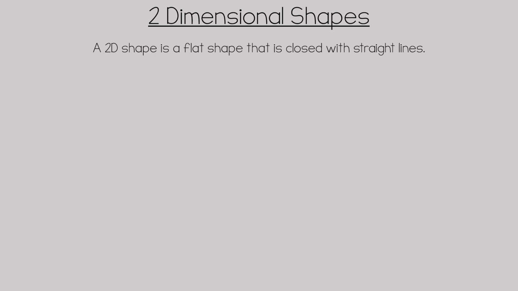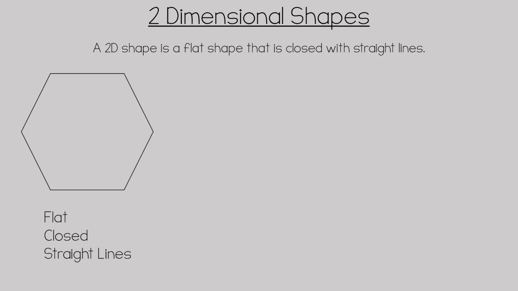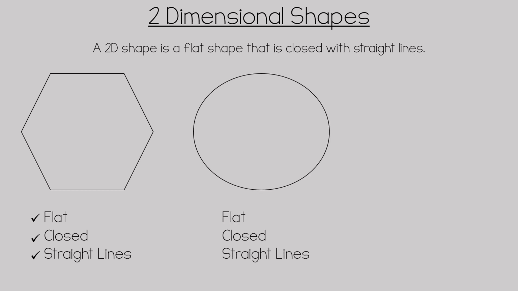Let's look at some different shapes to see if they would be considered two-dimensional shapes. If we look at this hexagon, we can see that it is flat. It's closed, meaning there's no spaces or gaps in between the lines, and the lines are also straight, so a hexagon would be considered a two-dimensional shape. This circle is flat. All of it, the lines are closed, but the lines are not straight, so it would not be considered a two-dimensional shape.